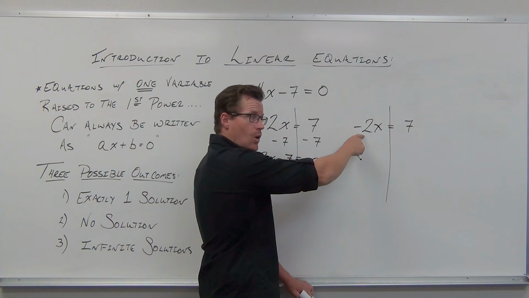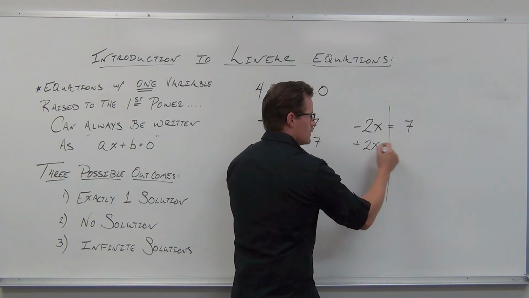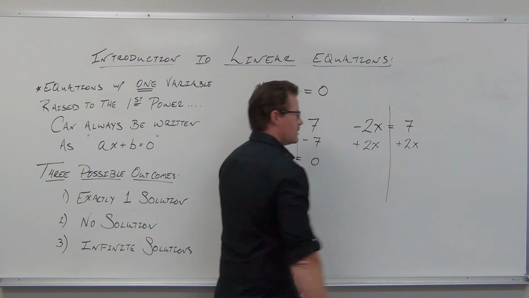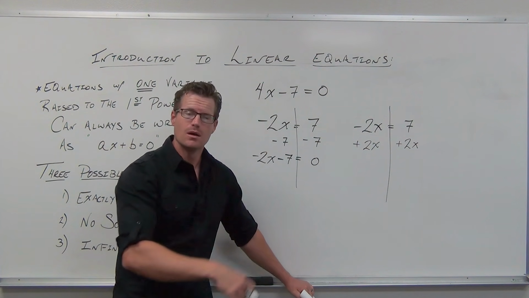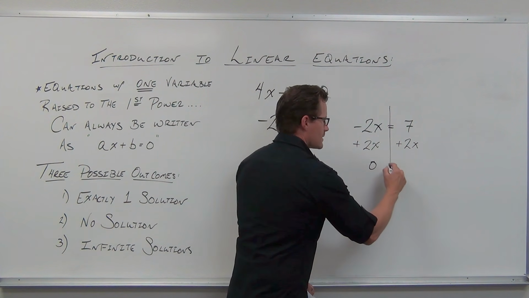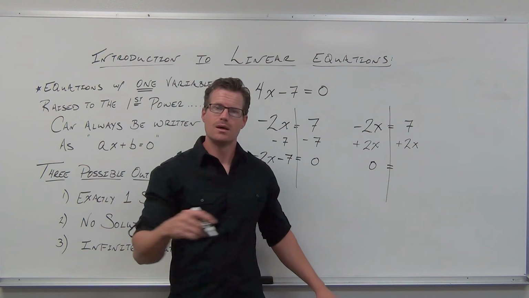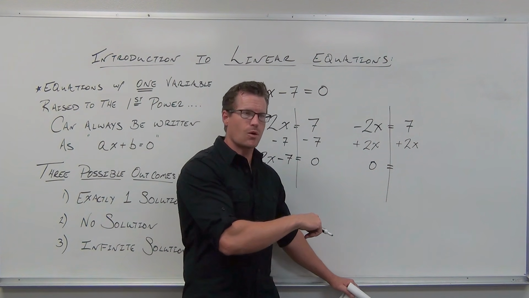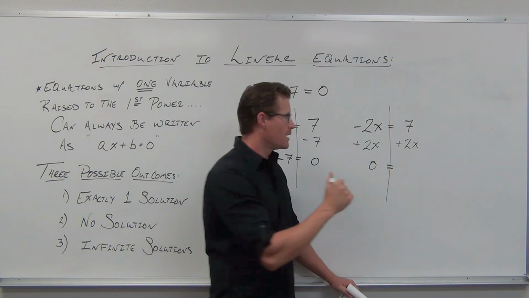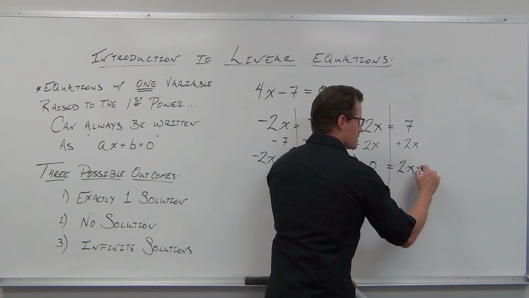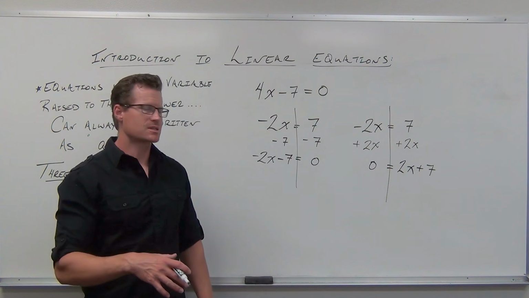Well, if I owe negative 2x, I'm going to have to add 2x. So negative 2x plus 2x, the whole thing would give us 0. On the right-hand side, again, we don't have like terms, but we can write this in that form. 7 plus 2x, or 2x plus 7, because of the commutativity of addition, would give us the correct form. Here your a is 2 and your b is 7.